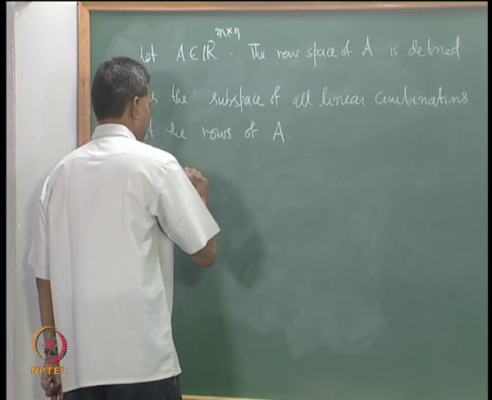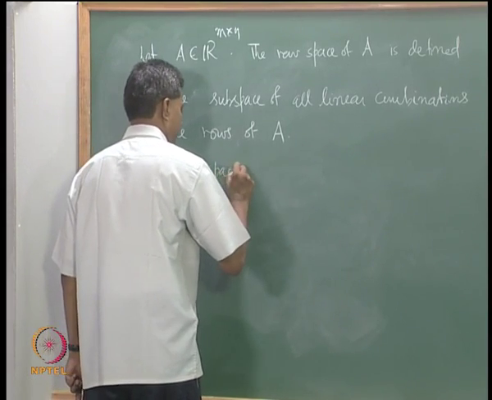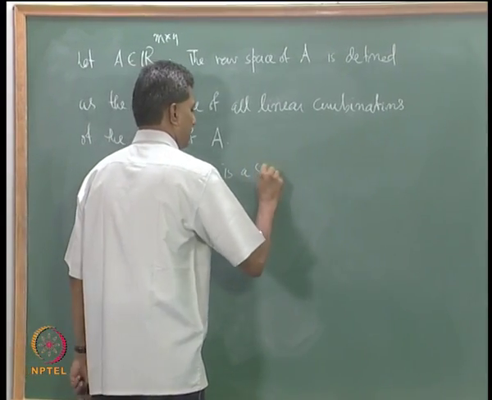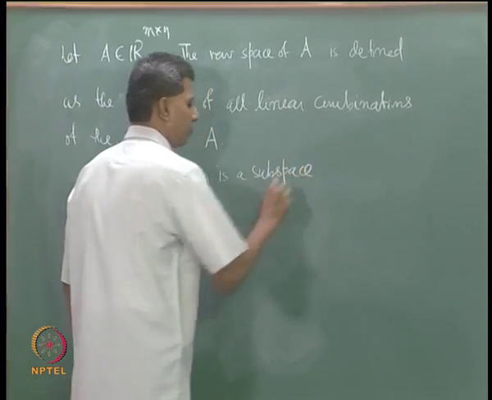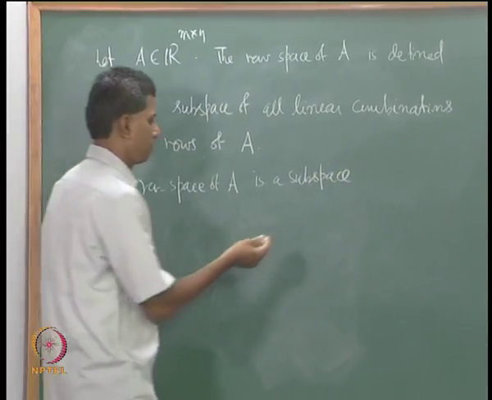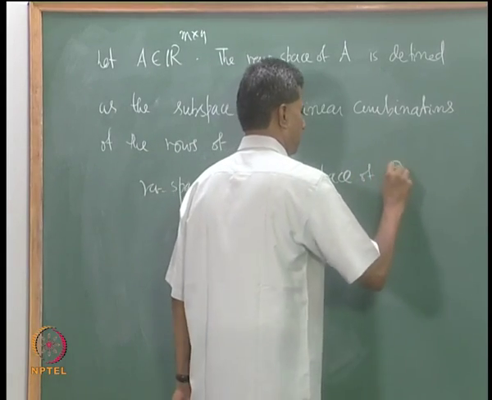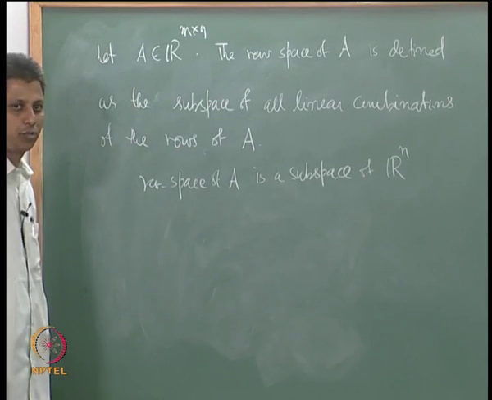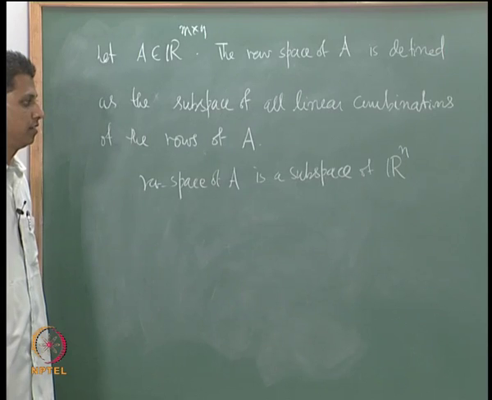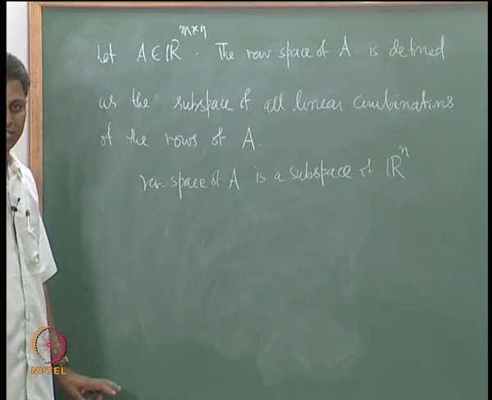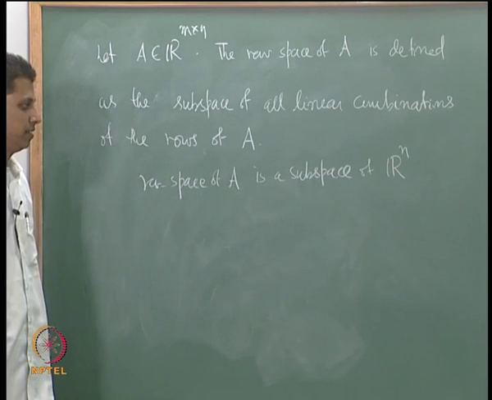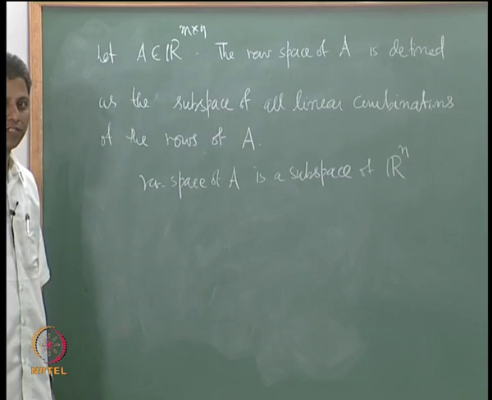Let's observe that the row space of A is a subspace, because just now we have proved that the span is a subspace. This is a subspace of Rn. Each row has n coordinates, so this is a subspace of Rn. One can define the column space similarly. The set of all linear combinations of the columns of A, the column space, is a subspace of Rm.